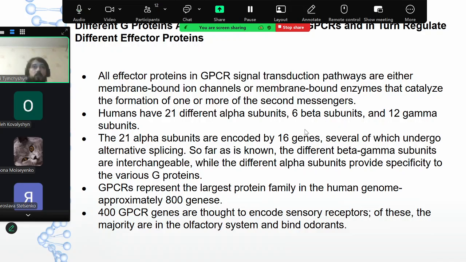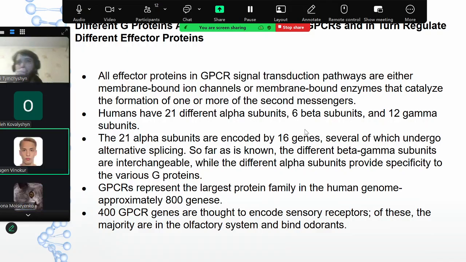Do you know what alternative splicing is? Did you learn that during, I don't know, a molecular biology course? Yes, we did. Good.